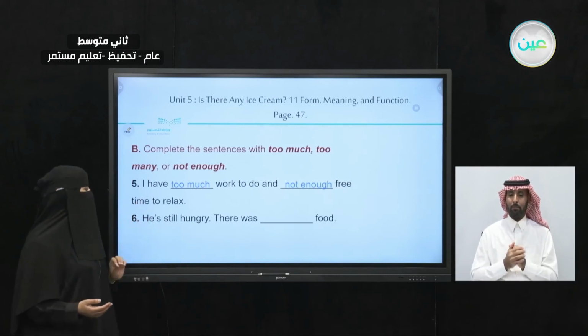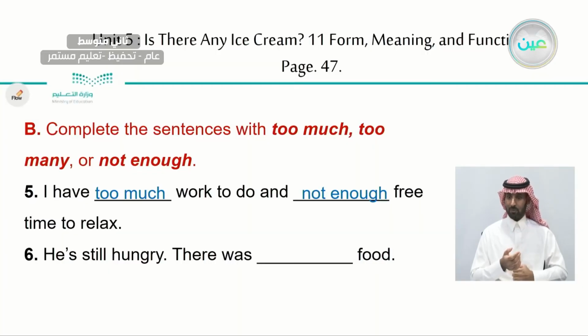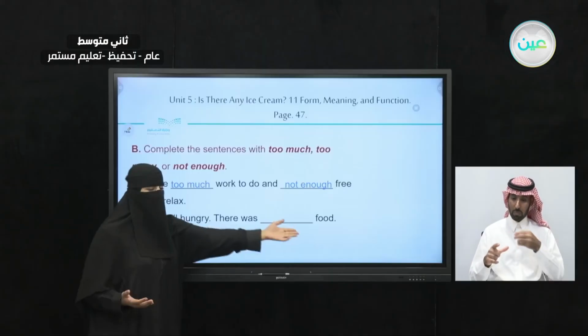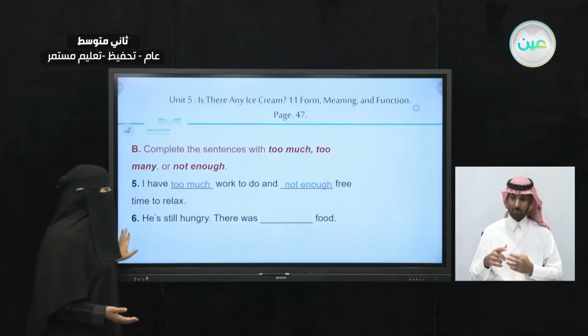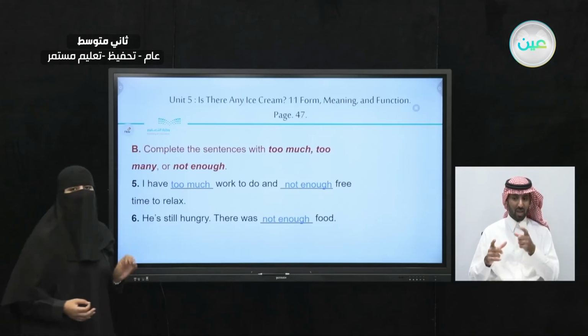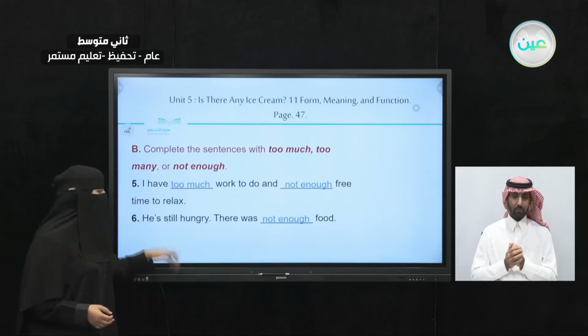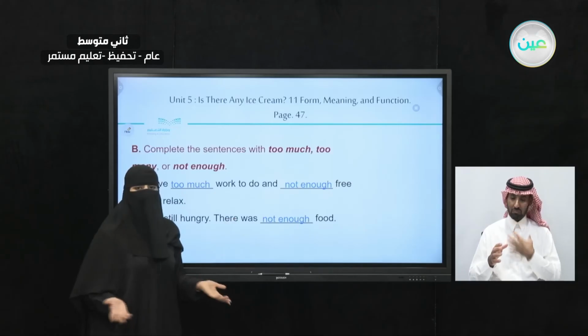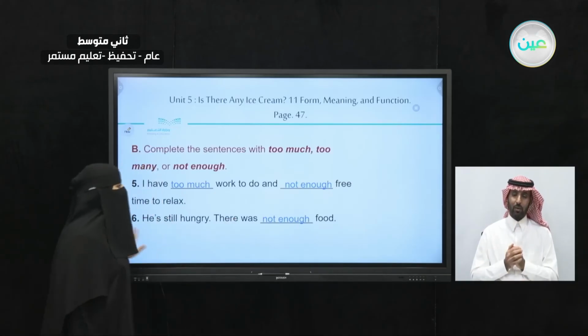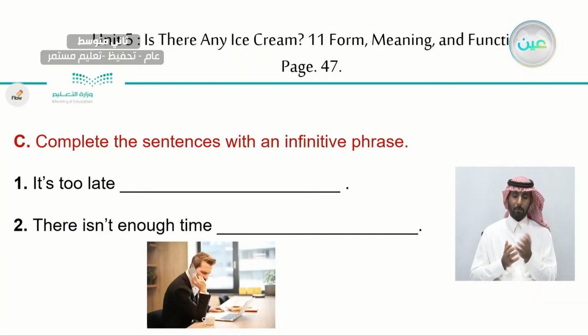Now, let's take a look at the next one. He's still hungry. There was something food. So what about the food? Not enough food. He's still hungry. There was not enough food. Now, let's complete these sentences with infinitive phrases.